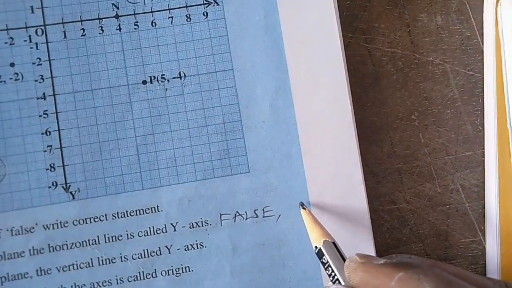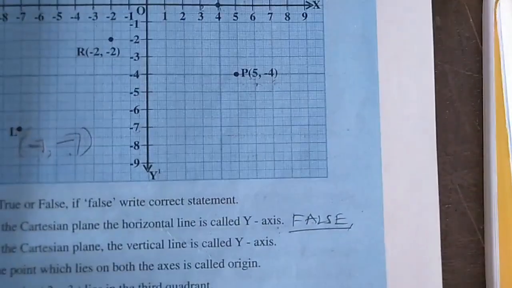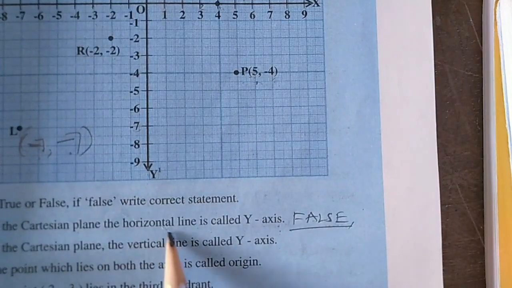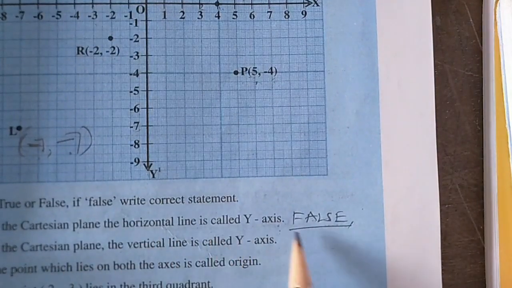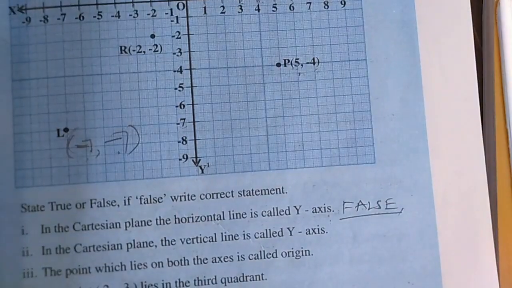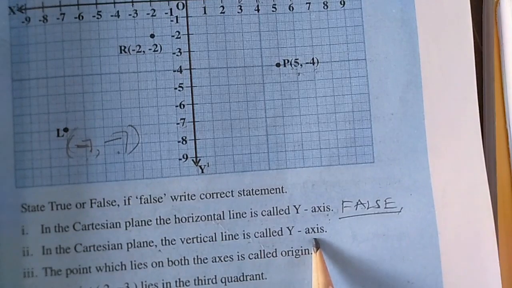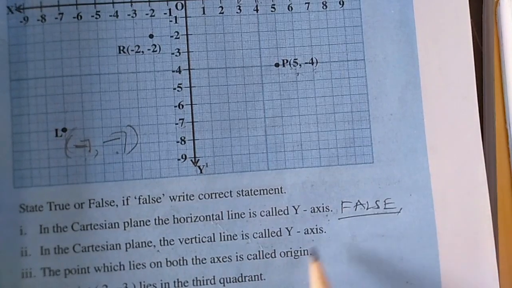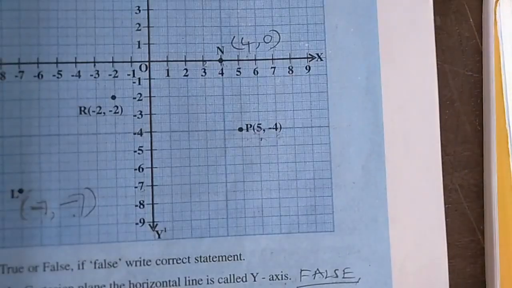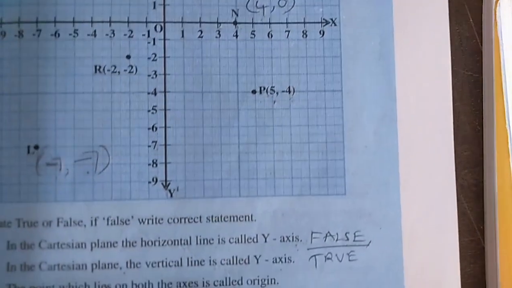Horizontal line is known as what? X-axis. So it is false. The reason is, in the Cartesian plane, horizontal line is called x-axis. It is given as y-axis. That is why it is false. Next one. In the Cartesian plane, the vertical line is called y-axis. Yes, the vertical line is called y-axis only. Yes, it is true. Okay, the second one is true.